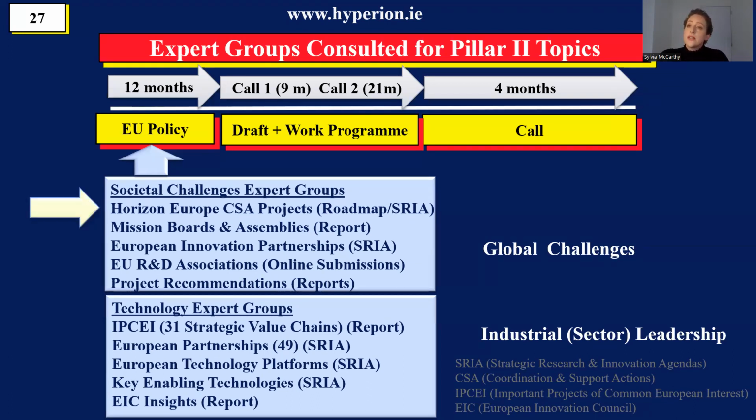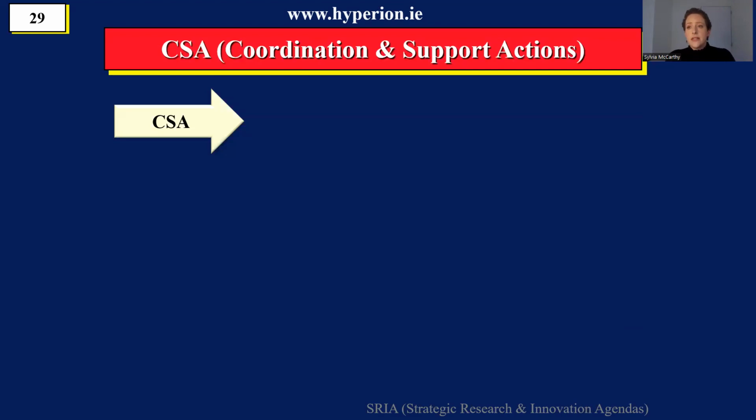I'm now going to focus on CSAs just to show you how the Commission uses them, but also how they can be considered as a type of expert group. Now, CSAs are funded under Horizon Europe, but they don't fund research actions. They fund actions around research. So it could be a new standardization action. It could be the organization of a conference. We're most interested in them when they fund a roadmap.